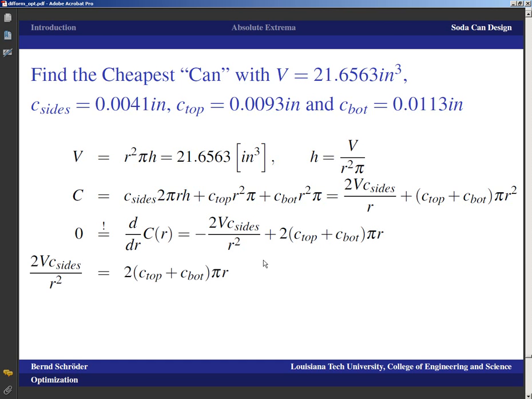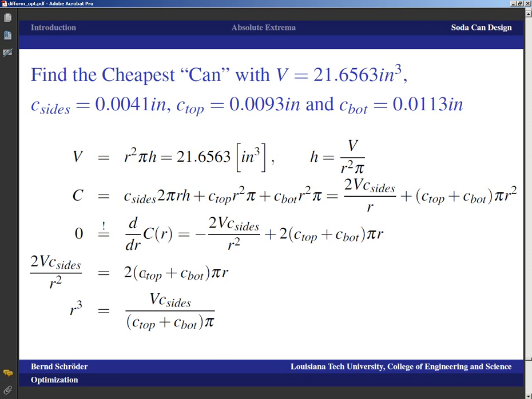We set that equal to 0, so then we bring this term over, and we end up with 2 times volume times cost of the sides over r squared is 2 times cost of the top plus cost of the bottom times pi r. The 2's ought to cancel, and the r squared should come over for an r cubed.